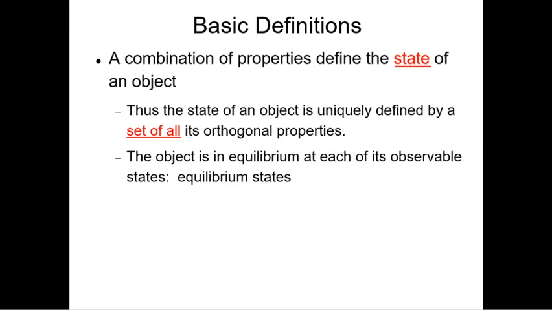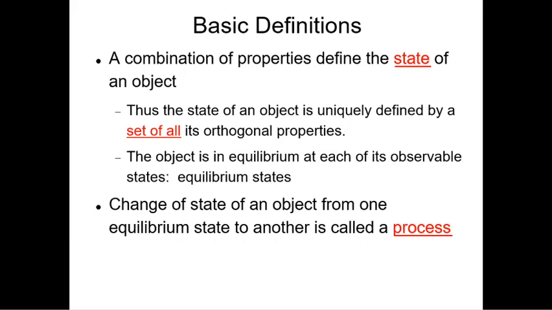So the object is in equilibrium at each of its observable states, and therefore all the states are called equilibrium states, in the sense that whenever I measure any property, I measure it only when the system or object is in equilibrium within itself, and therefore each of these states is constituted by multiple properties which have been measured when the object is in equilibrium within itself, and therefore the states are normally known as equilibrium states.